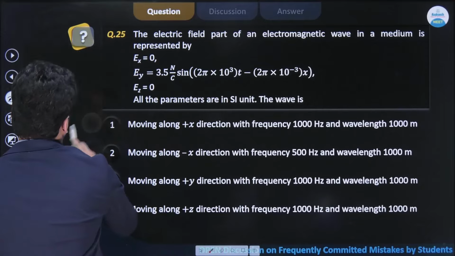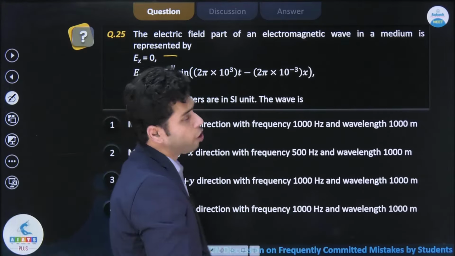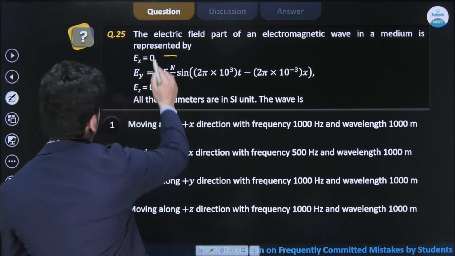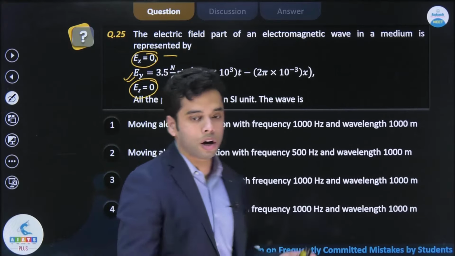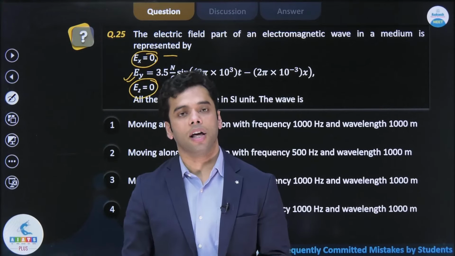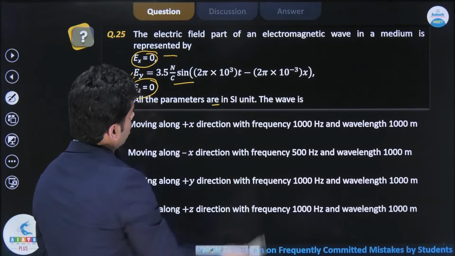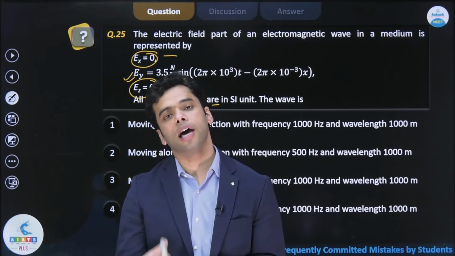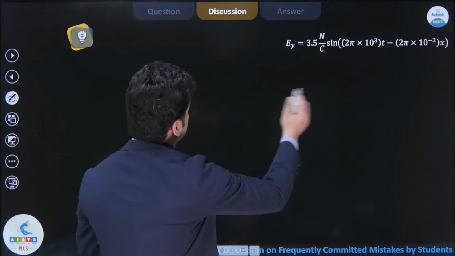It says that the electric field part of an electromagnetic wave in a medium is represented by, so you have been given the electric field of an electromagnetic wave, है ना. उसके x component is 0 and z component is 0, that means that electric field जो EM wave के साथ associated है, that is along the y direction. ठीक है, तो ये रही equation. All the parameters are in SI unit, so you have to comment about the frequency, wavelength and the direction of propagation of this EM wave, right?